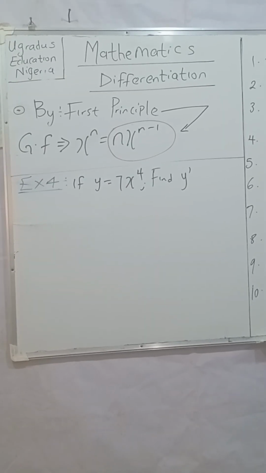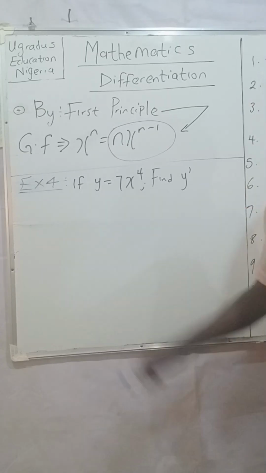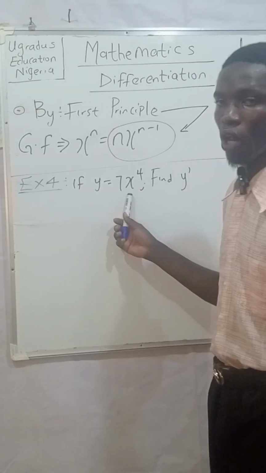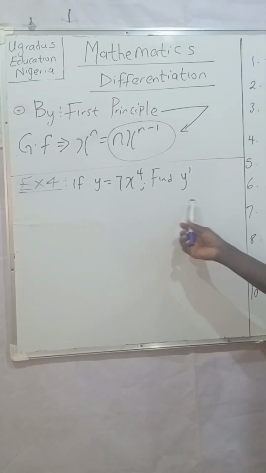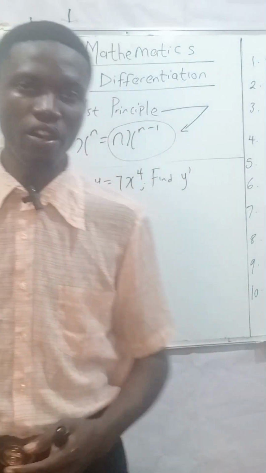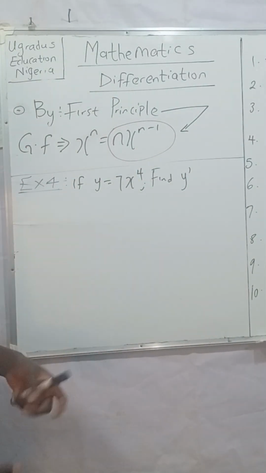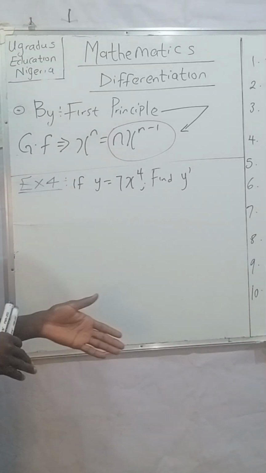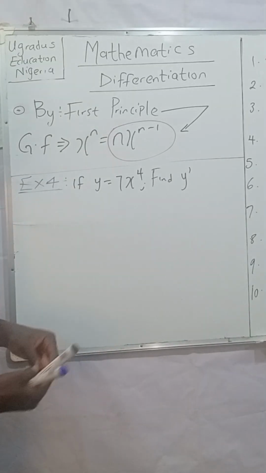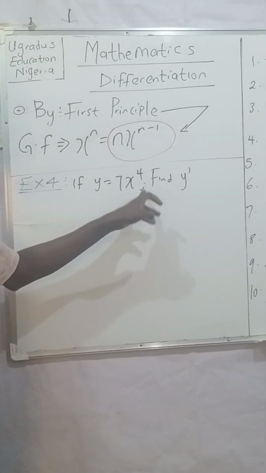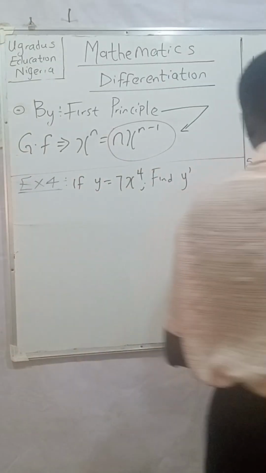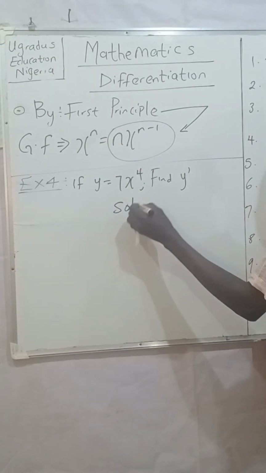Now, why don't we try this? What if you have this? If y equals 7x raised to the power of 4, find y prime. I told you that whenever you are asked for y prime, it also means differentiate. It can be find dy dx or find y prime. So they said if y equals 7x raised to the power 4, find y prime. So let's solve that. Solution, very, very simple.